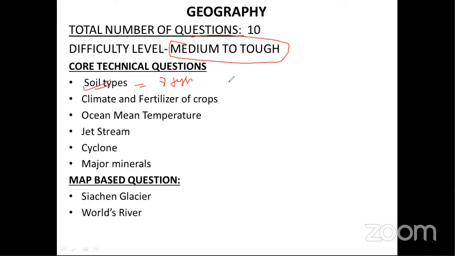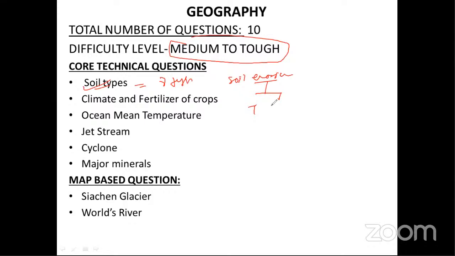We know soil erosion is one of the major reasons behind agricultural backwardness in our country. So soil erosion: what is the reason behind it? What are the methods for soil conservation? Like terrace farming, contour bunding, mulching, crop rotation, mixed cropping. These are some important soil conservation methods. So you should read the static portion, plus you should also know the present scenario in our country. What are the issues related to soils?